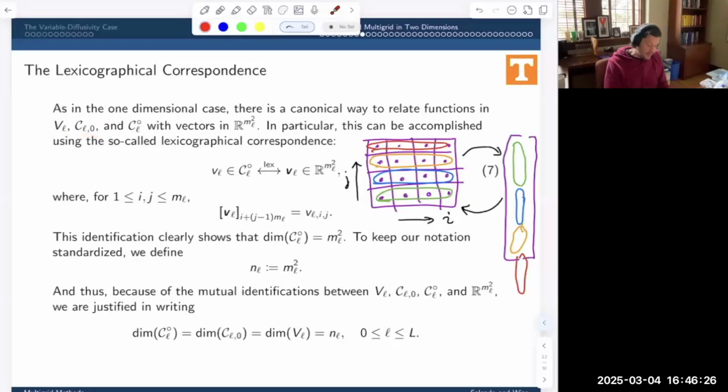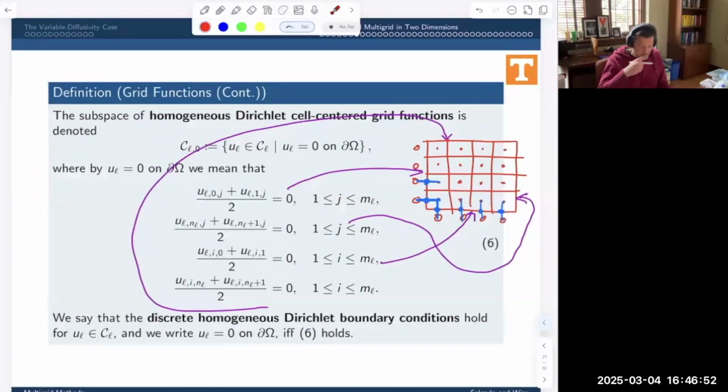This is the space of homogeneous Dirichlet cell-centered grid functions. How can I do that? Well, once I know that a function is here, I can create ghost cells for that value. So for example, I can take a ghost cell and just create it as a degree of freedom. And I know that the value over here is going to be minus the value there. And for example, the value here is going to be minus the value there, because I'm just going to create degrees of freedom at the ghost cells so that this holds.